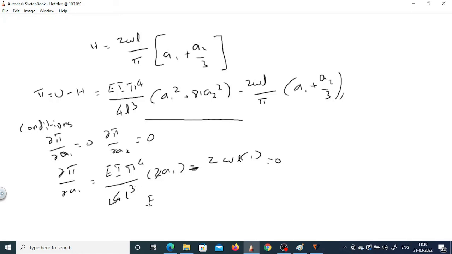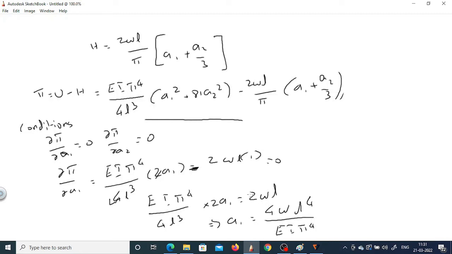After that, EI pi power 4 divided by 4L cube into 2A1, which is equal to 2WL. Okay, likewise I can write. Now I can move to identify A1 with this term. What happens here? You see L cube, 2WL into 4L cube, I can get 4WL power 4. After that I can get EI pi power 4, because this 2 and this 2 are cancelled, so EI into pi power 4 I got. Likewise, we can differentiate the equation with respect to A1. After that I can move to the next step. I clear the board and move on. Okay, now I got A1.